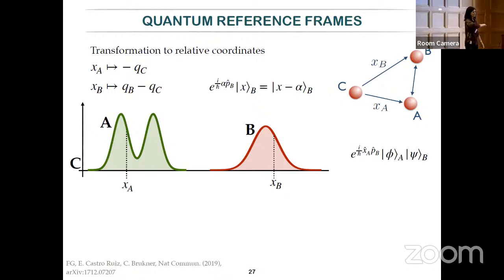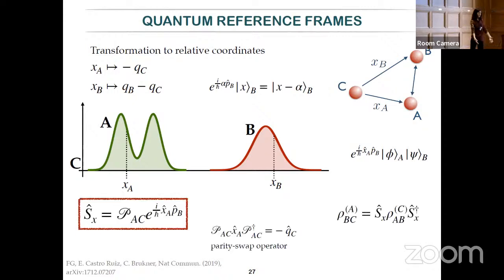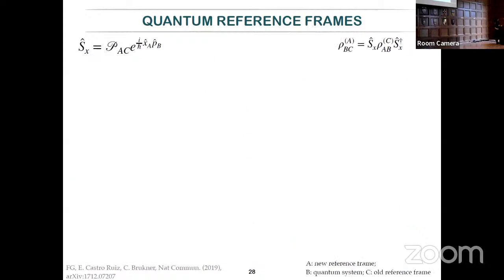Another thing that I want to stress is that this is all within quantum theory. There's nothing beyond quantum theory here. It's just a quantum theoretical framework where we're generalizing the standard reference frame transformations. In addition, we need another operator here, the PAC. We call it parity swap. The parity swap allows us to transform all the relative positions consistently. In particular, it acts as a parity operator: x goes to minus x, p goes to minus p, and the labels A and C are swapped. This is because we want to achieve the transformation that I wrote on the top left of the slide.